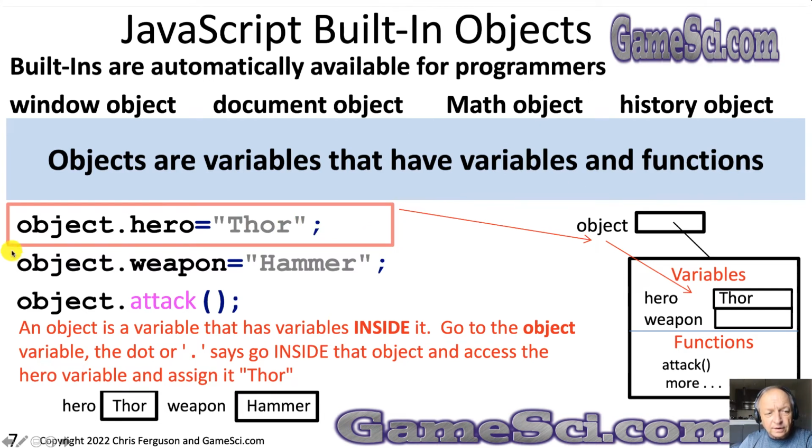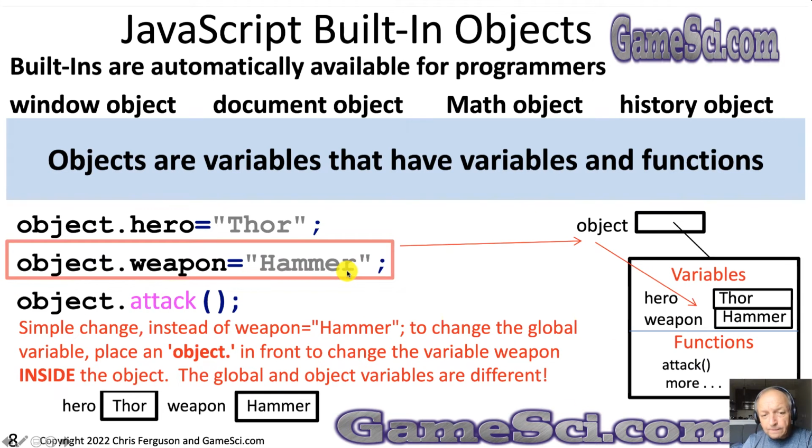Let's look at a line of code here. Object dot or period hero equals Thor. Now recall that the last time we just said hero equals Thor. Now we're adding this object dot. That says go to this object variable and inside it you will find a variable called hero. Set it equal to Thor. An object is a variable that has variables inside of it. Go to the object variable. The dot or period says go inside the object and access the hero variable and assign it Thor. We're not going to this standalone variable. We're going over here to this variable inside the object.